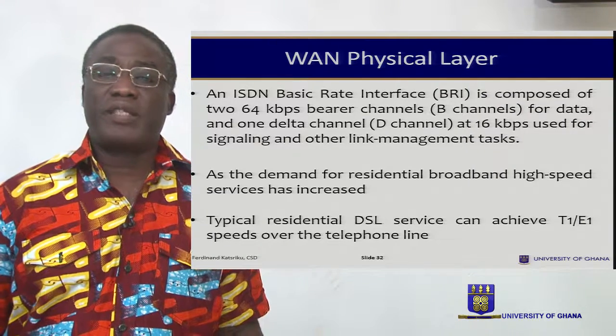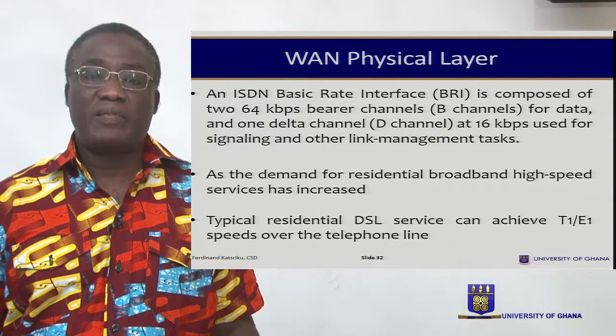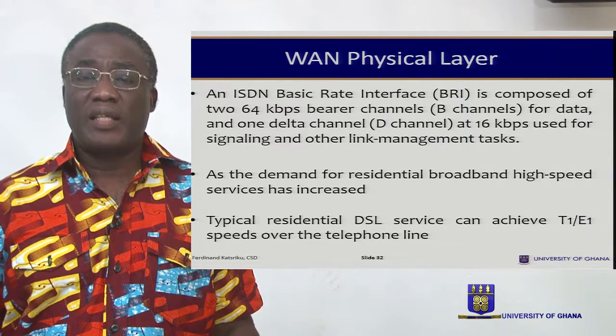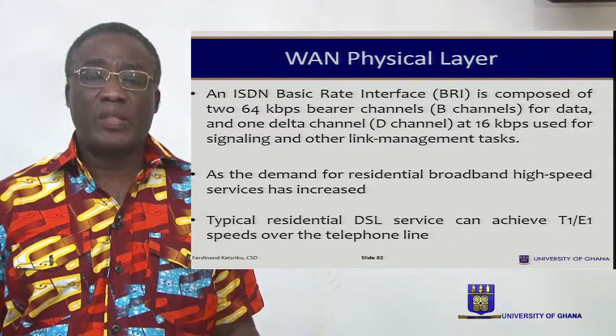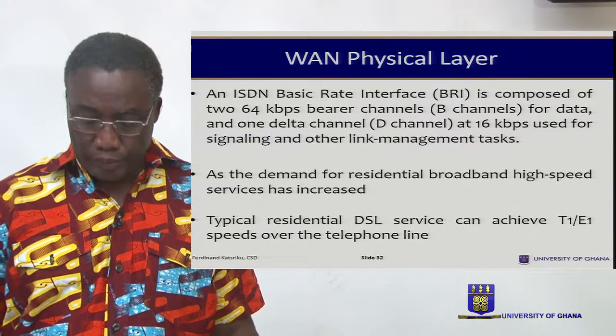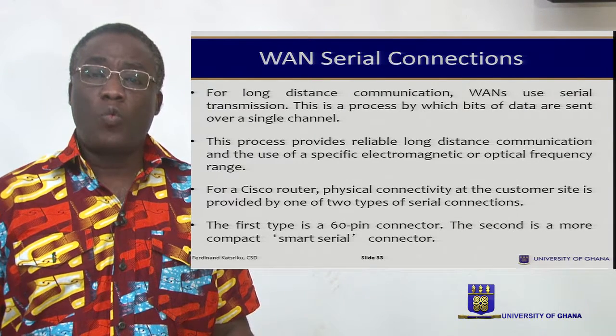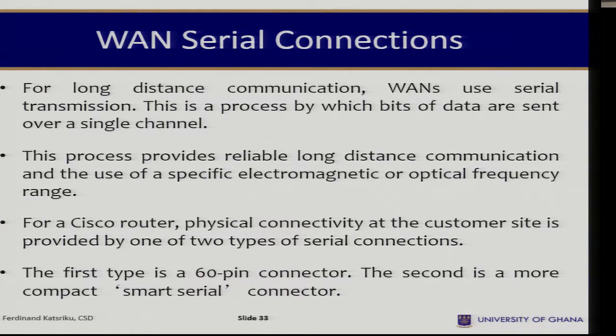As the demand for residential broadband high-speed services has increased, typical residential DSL service can achieve T1 or E1 speeds over the telephone line. For long-distance communication, WANs use serial transmission. This is a process by which bits of data are sent over a single channel. This process provides reliable long-distance communication and the use of a specific electromagnetic or optical frequency range.